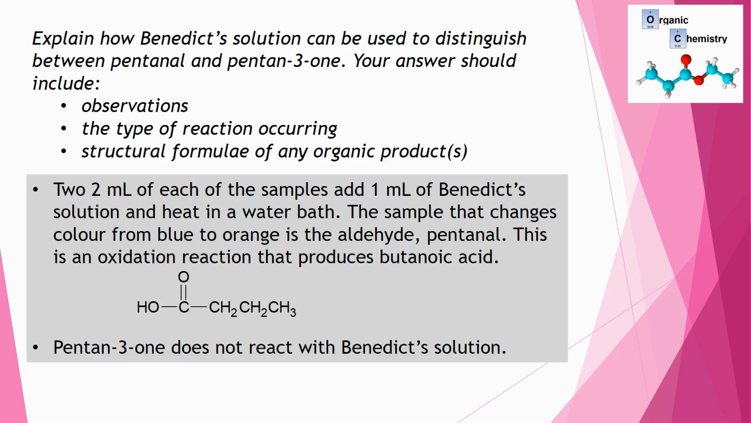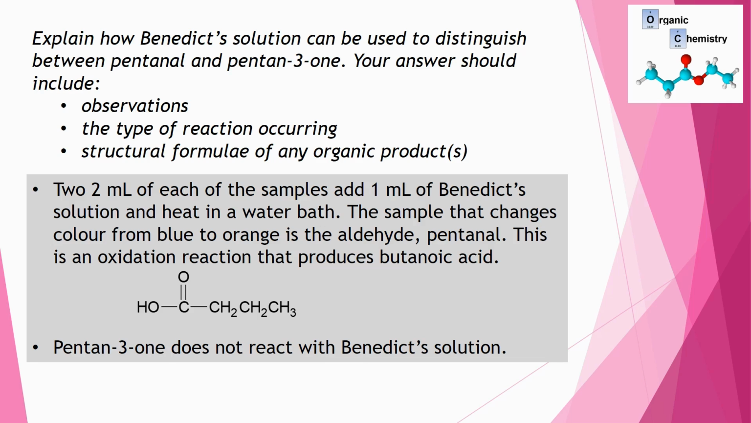So we add 2 ml of each sample and 1 ml of Benedict solution. We heat in a water bath. The sample that changes color, we're given the observation now, blue to orange, is the aldehyde, pentanal. This is an oxidation. I've identified the type of reaction that produces butanoic acid. They want me to draw the structural formula. There it is, down the bottom. And just to be safe, I've said pentan-3-one does not react with Benedict solution. I could have said because it's a ketone, but that's a good enough answer for this question. I'm thorough. I've hit all the bullet points that they've asked me to cover.